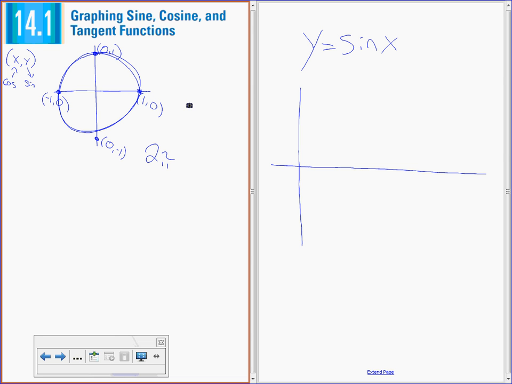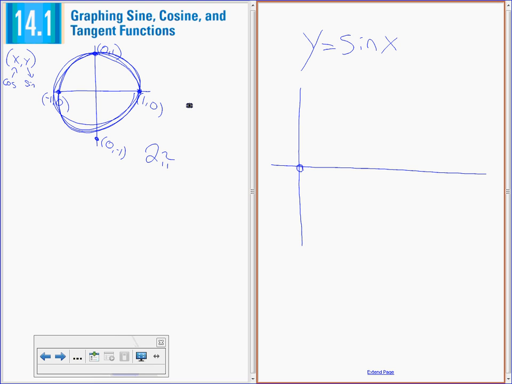Do we all agree, in order to go all the way around the circle, we start at 0 and we end at 2 pi, right? Okay. So I start at 0, and I'm going to end at 2 pi. What's halfway between 0 and 2 pi? Pi. What's halfway between 0 and pi? Half a pi, so we just call that pi over 2. And what's halfway between pi and 2 pi?